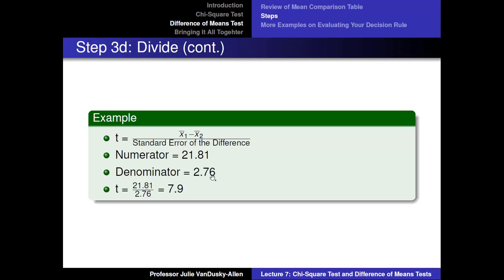Now you divide 21.81 by 2.76, which is 7.9. 7.9 is the t-statistic you calculated.